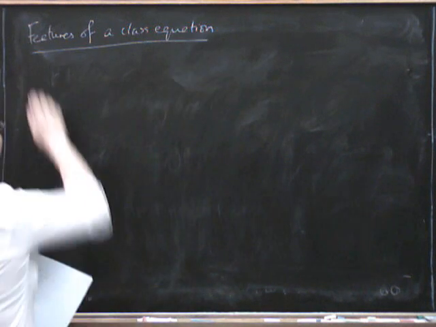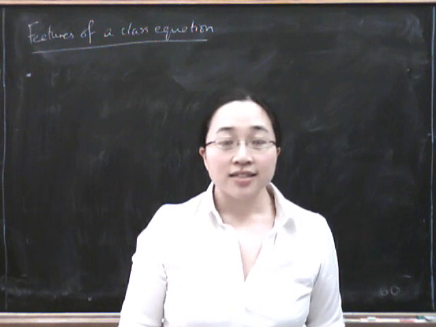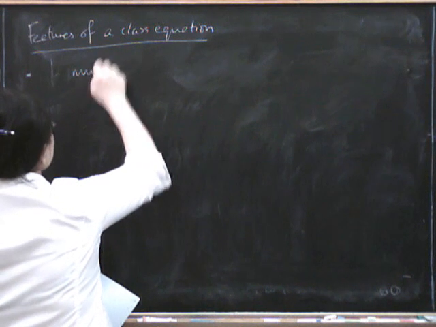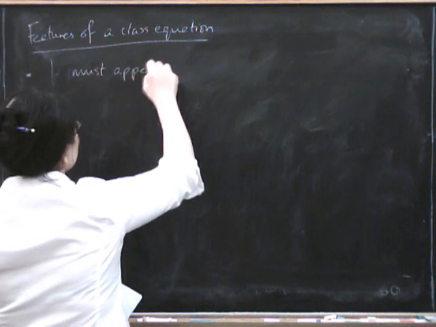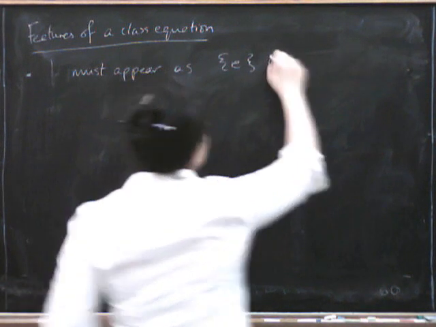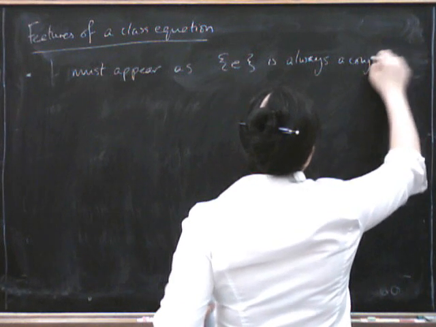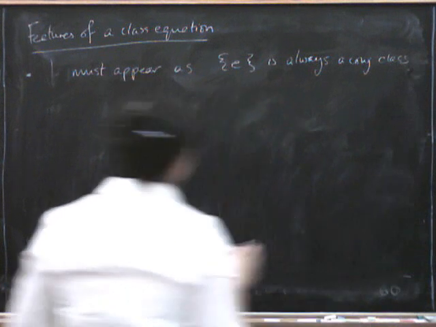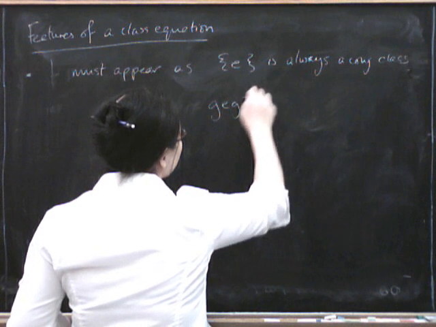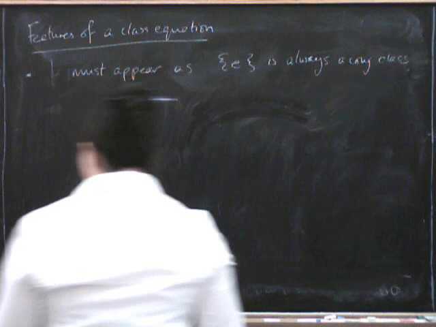So first of all, the number 1 has to appear in a class equation, because the identity E is always in a conjugacy class all by itself. Because if you think about it, how could anything else possibly be conjugate to the identity? Because if you did G E G minus 1, all you could ever get is the identity.